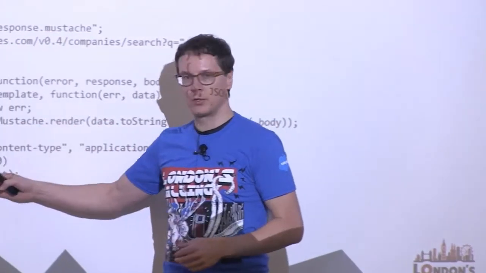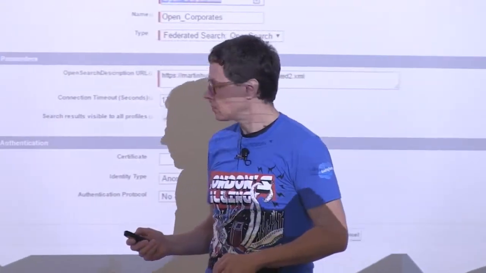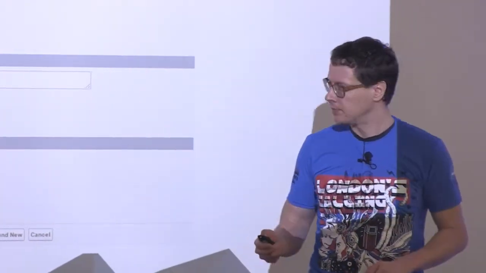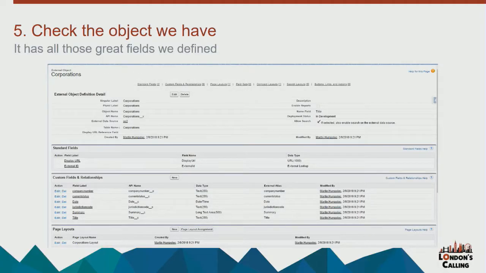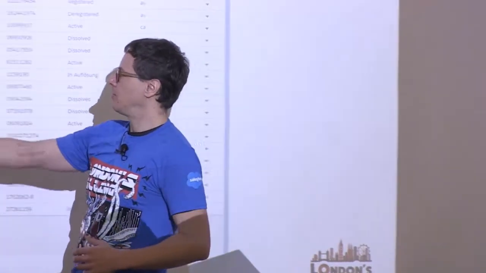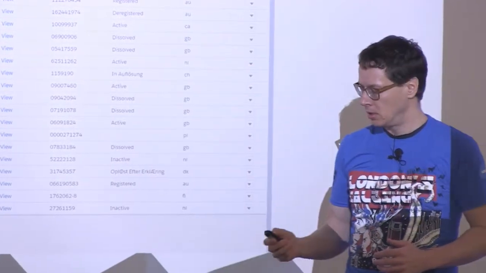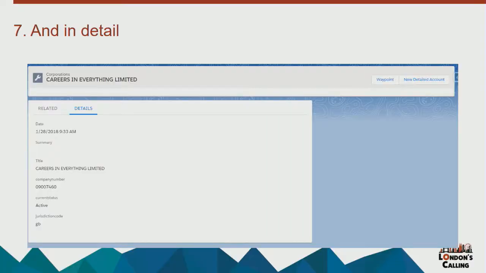And then you send the rendered template as a response to the request from Salesforce. Again, you define the external data source. And when you validate the data source, you get the external object, which has the fields we defined. And when you search, you have all those values. You are able to customize the search view. You are able to customize the form. And you are able to do anything.